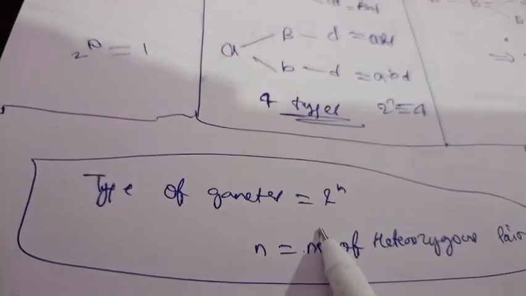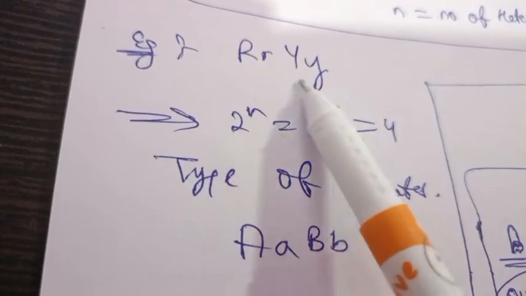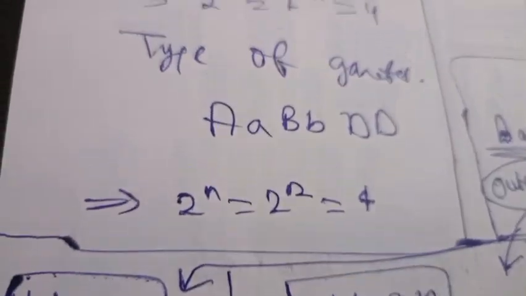Type of gametes equals 2 power n, where n is the number of heterozygous pairs. So here we take two types of gametes. Here 2 square equals 4, right?